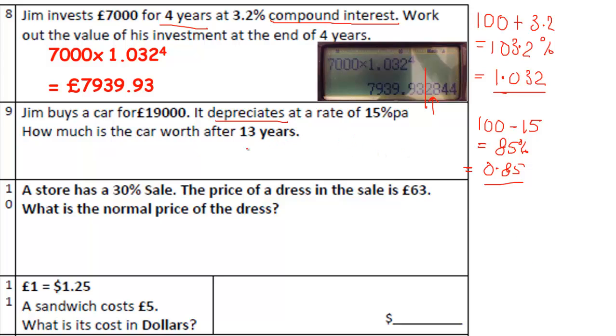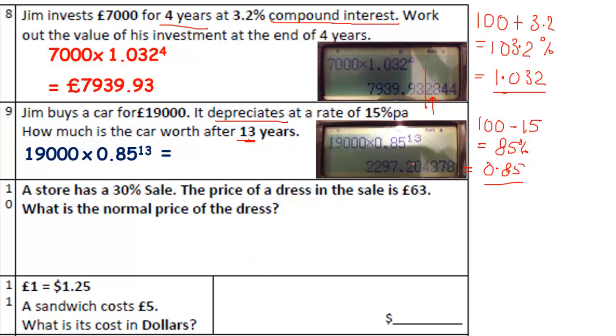Now, when I do that, I'm going to do the same thing, very similar to what I did in question 8. My money, 19,000, times my multiplier to the power of the number of years that I'm dealing in, and this is 13 years. When I work that out, this is what it's going to look like on the calculator. Round to 2 decimal places, chop it off there. The next number along is that 4. Need to make no changes to that, so it's going to be £2,297.20.